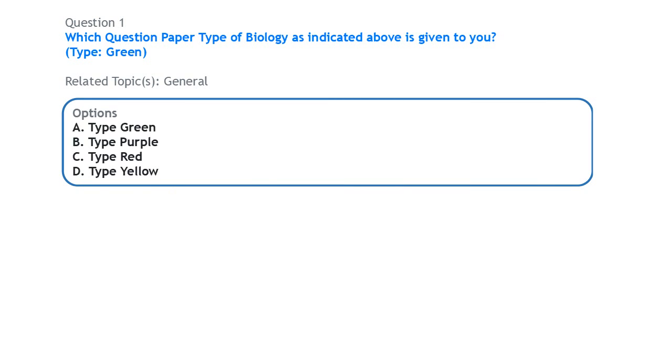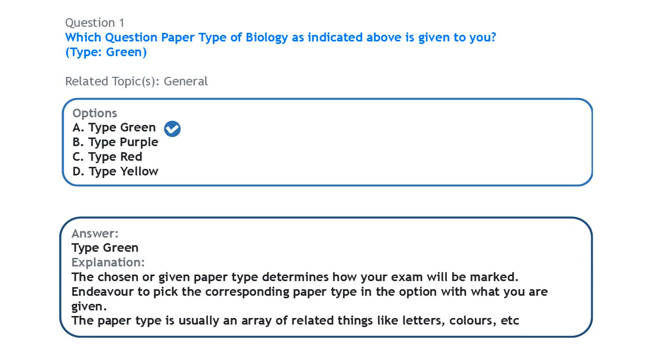Alright, first question is on the paper type. Which question paper type of biology as indicated above is given to you? So in this recording you're using the type green.